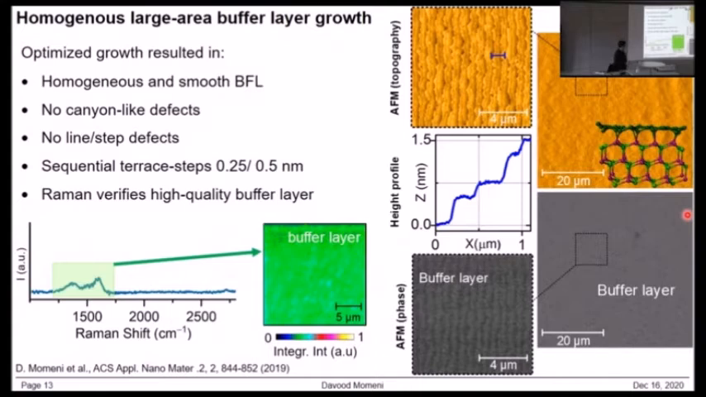It can be clearer when you notice the step height profile. We have steps of 0.25 and 0.5 nanometer. I'm sorry for the pointer, it doesn't really work.